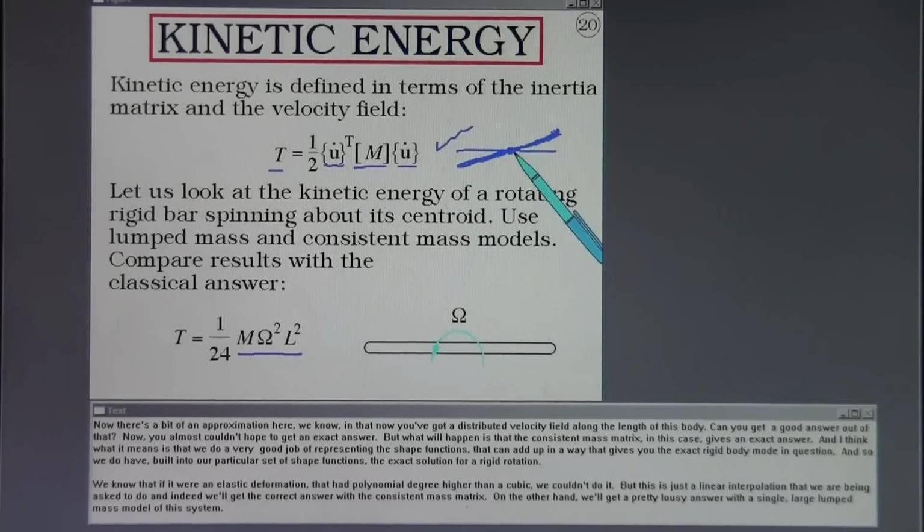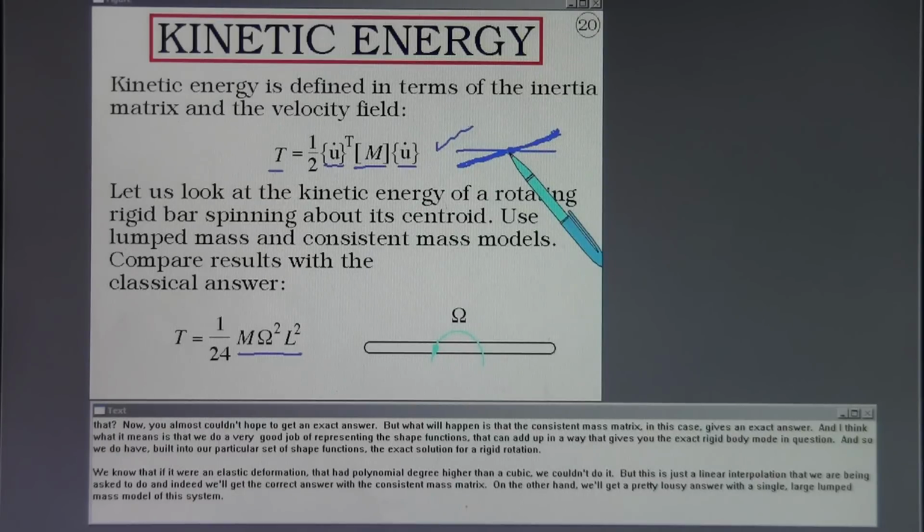We know that if it were an elastic deformation that had polynomial degree higher than a cubic, we couldn't do it. But this is just a linear interpolation that we're being asked to do, and indeed we'll get the correct answer with the consistent mass matrix. On the other hand, we get a pretty lousy answer with a single large lumped mass model of this system.